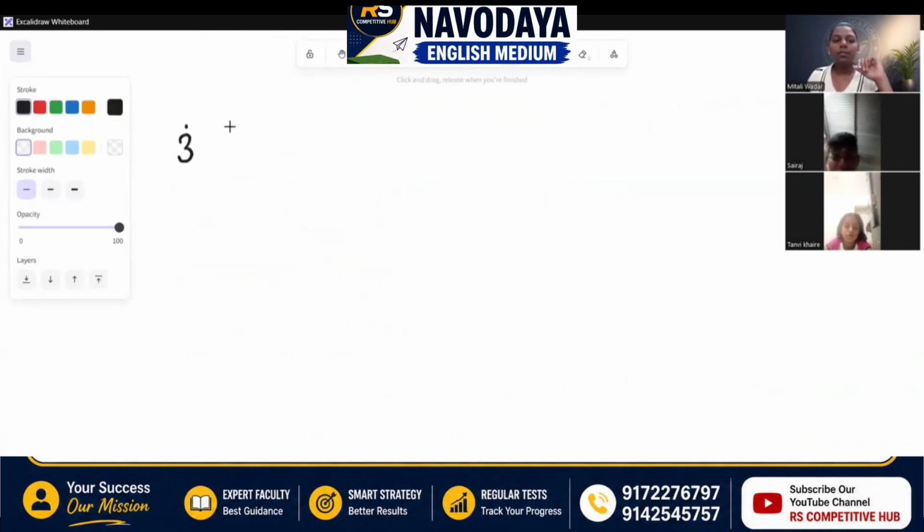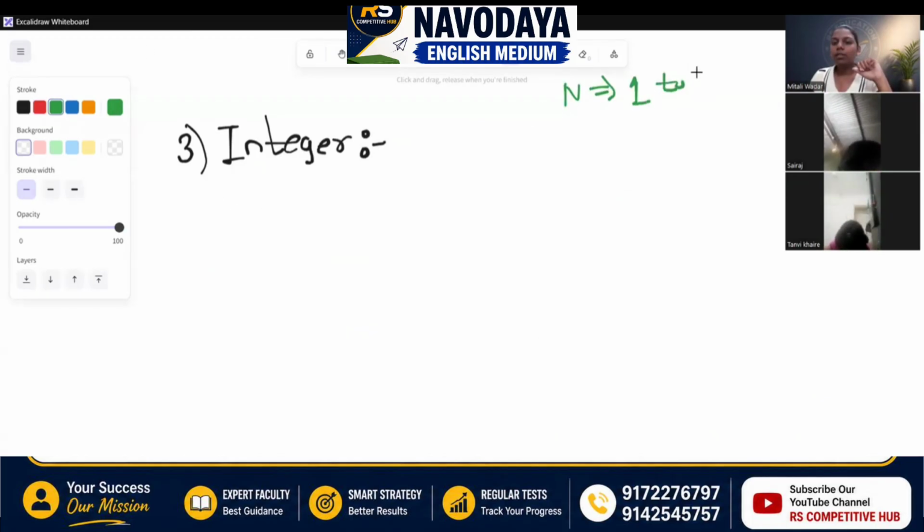That is the third type of number we have, integers. As we saw, in natural numbers the counting starts from 1 and ends at infinity. In whole numbers, the counting starts from 0 and ends at infinity. And here, in integers, do you know from which number we are starting to count? Can you guess?